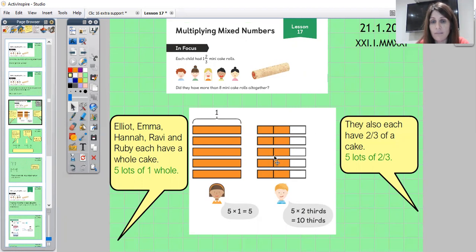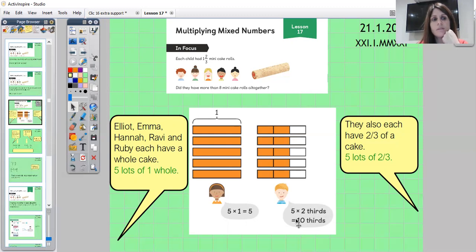So on this side here, our bar models this time have been split into thirds because we're thinking about thirds. That's our denominator. So it's split into thirds and we've got 2 shaded. So that's 2/3. And we got it 5 times, 5 lots of it, because we know that each child has got 2/3. This is Elliot's, this is Emma's, this is Hannah's, Ravi and Ruby. They've each got that and that. Okay. So we know from previous work that we've done this week that what we have to do is 2/3 multiplied by 5. And that will give us 10/3.